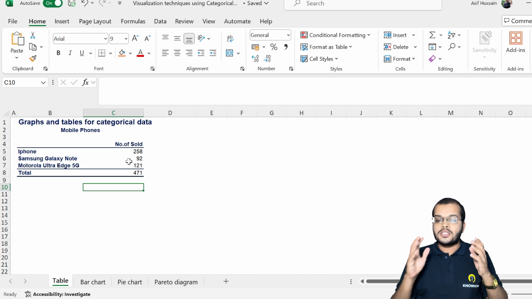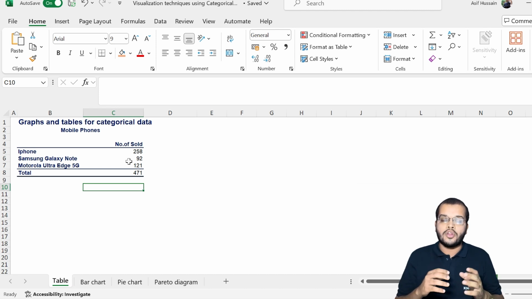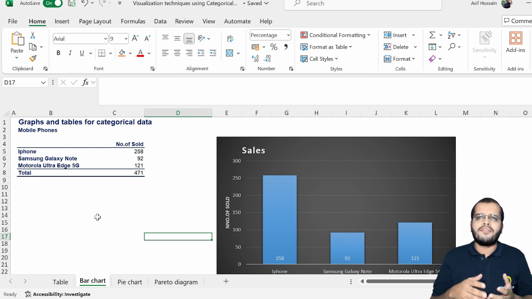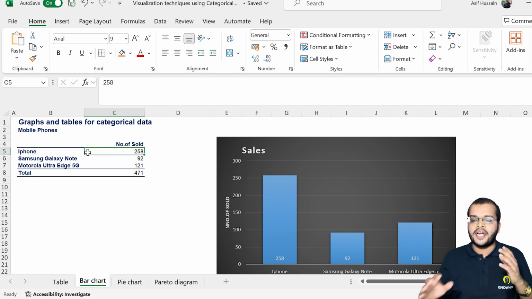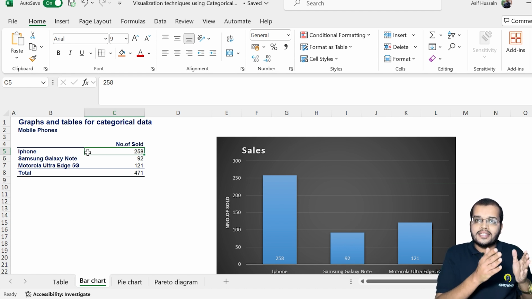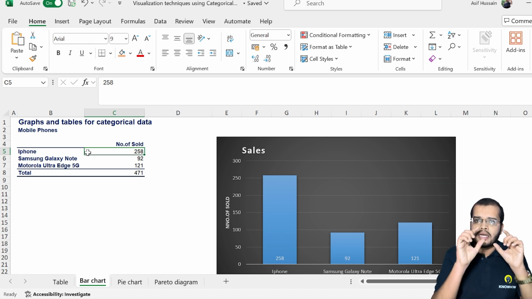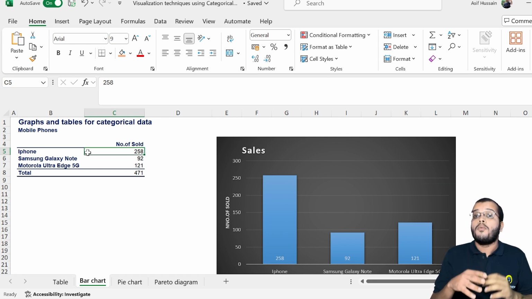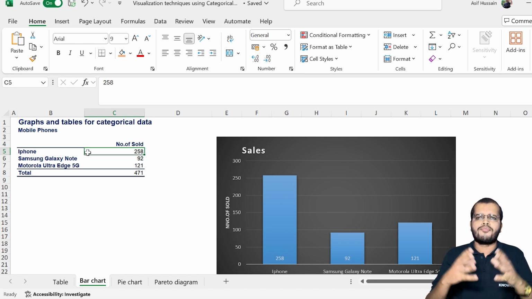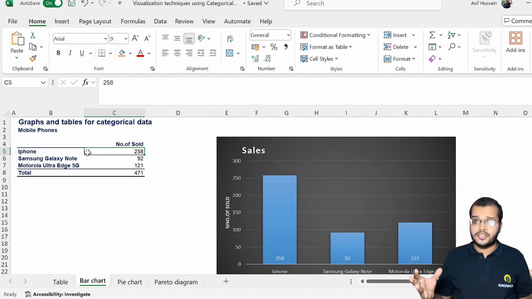Now, with this categorical data that we have on mobile phones, let us make a small bar chart here. A bar chart, or we can even call it a column chart. If I consider the same data, of the iPhone, Samsung Galaxy Note, and Motorola Ultra Edge 5G, we are able to understand it in very simple steps, as we have only three products. But what if we have a lot of products or a lot of frequencies? It is very difficult to understand as part of a category.